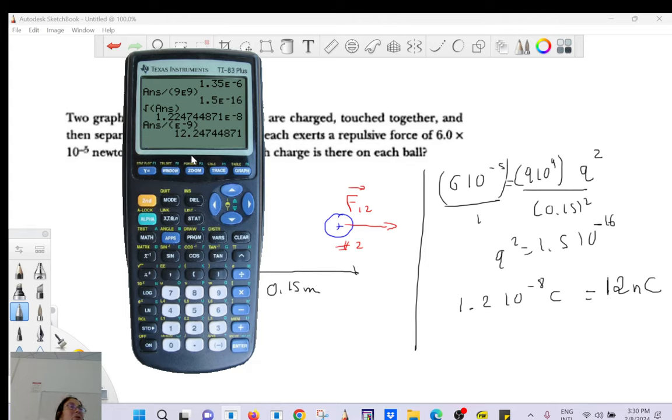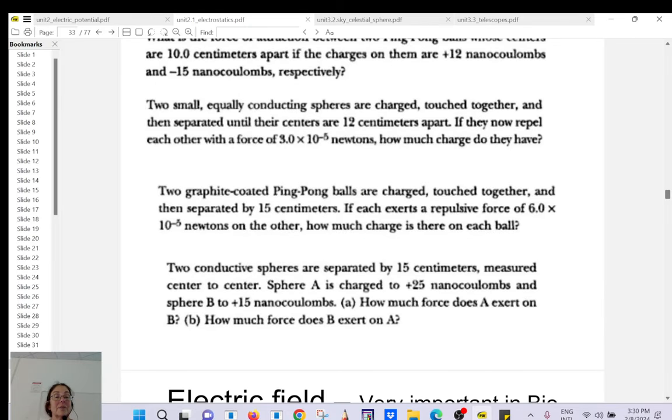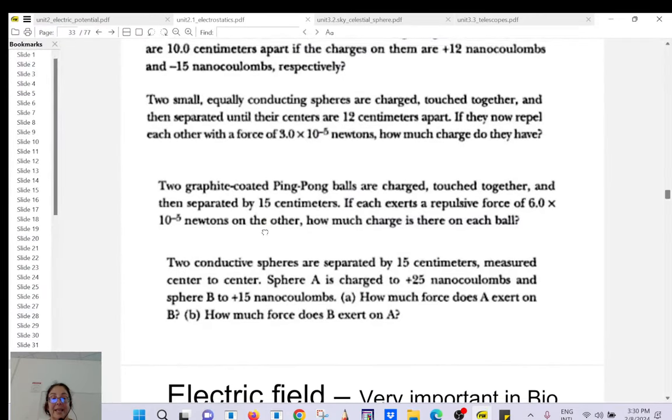And in multiple choice, sometimes they will be very tricky. Convert to nanocoulomb, they will put 0.12, for example, just to confuse students. So here it's 12, because you divide by 10 to the negative 9, how many nanocoulombs go into it? Okay? We survive.